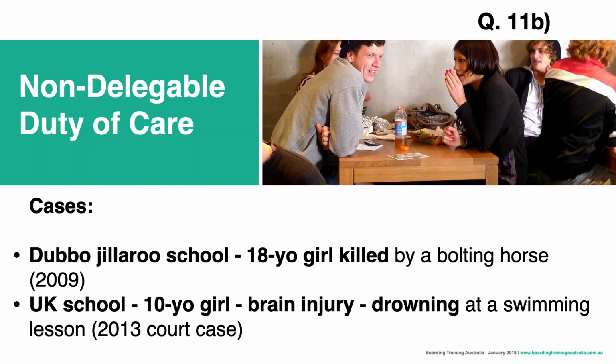Another one is swimming lessons in the UK. A 10-year-old girl drowned at a swimming lesson, and although she was revived, she had brain injury from then on. And in the court case in 2013, it was found that the swimming instructor hadn't paid sufficient attention, but the school was charged with negligence because they hadn't ensured that the quality of the swimming instruction organisation was of a sufficient standard. So the school had the duty of care, so they were the ones that were negligent.